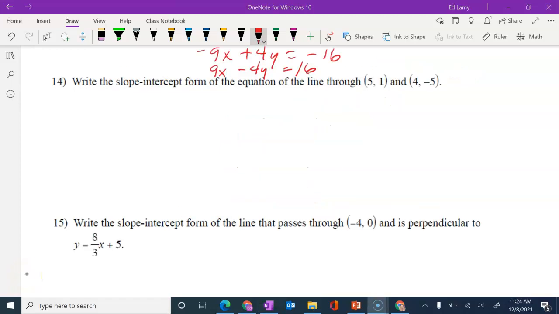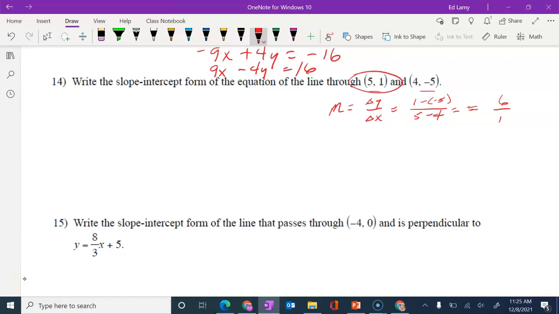14, we're asked to write a slope-intercept form of an equation, but we're given 2 points. First, we need a slope. Slope is the change in y over the change in x. So I subtracted y coordinates, 1 minus -5, and in the same order subtract the x coordinates. This produces 6 over 1. So the slope is 6. We can pair that with any of these 2 points and write it in point slope form.